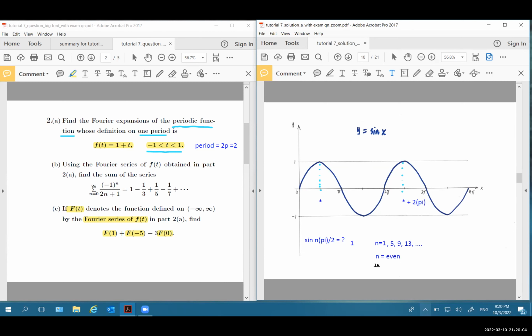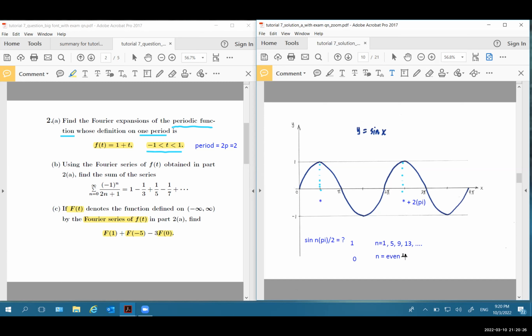Yes, class, when n is an even number times pi divided by 2, sine of an even number times pi over 2, what is the value? 0. Yeah, it's actually 0, okay? Because you're going to get sine of an integer times pi. All right, so this one is even.